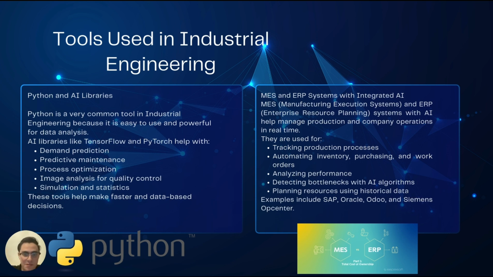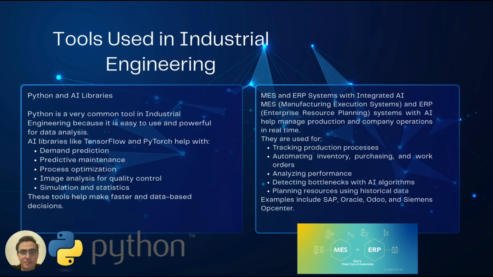MES and ERP systems with intelligent AI help to manage production and company operations in real time. They are used for tracking production processes, automating inventory, purchasing, and work orders, analyzing performance, detecting bottlenecks, and, with AI algorithms, planning resources using historical data. Examples include SAP, Oracle, Odoo, and Siemens Opcenter.